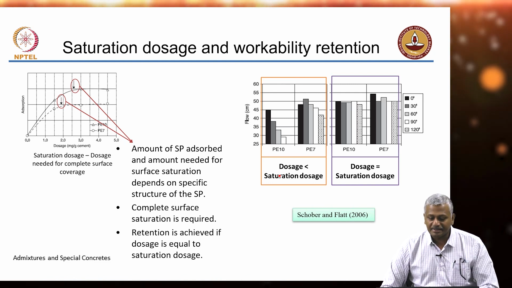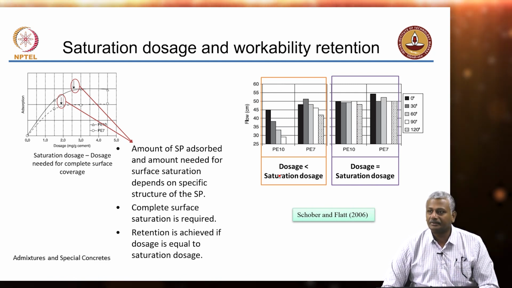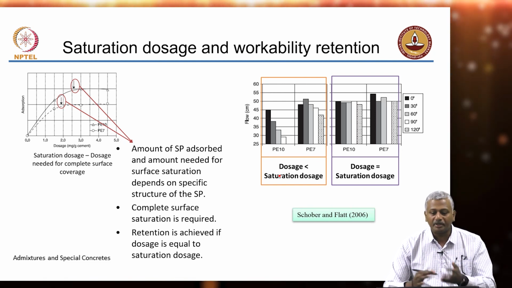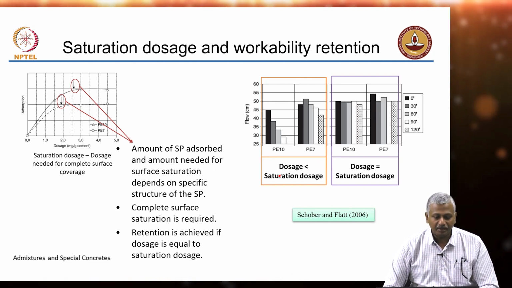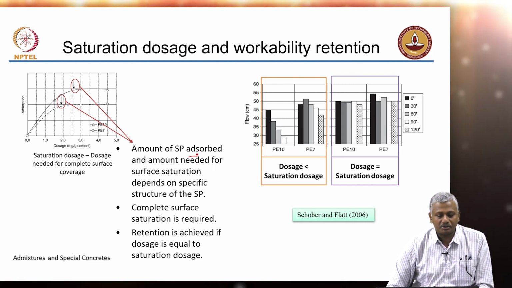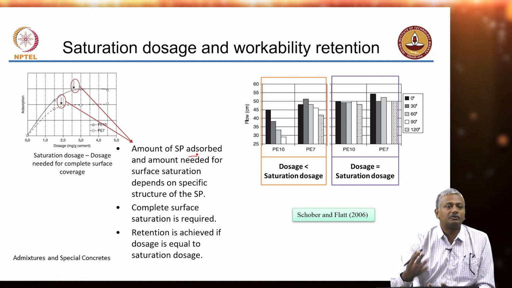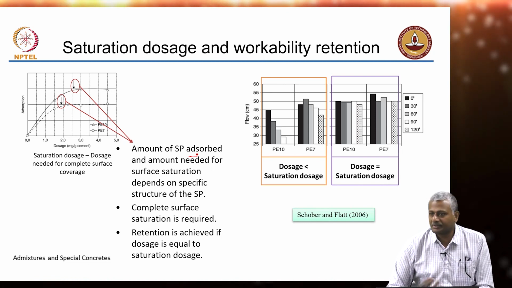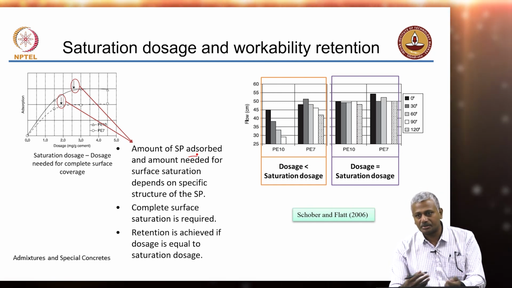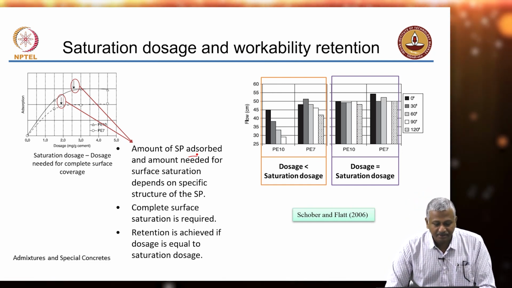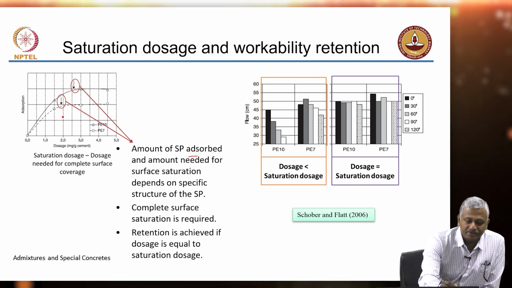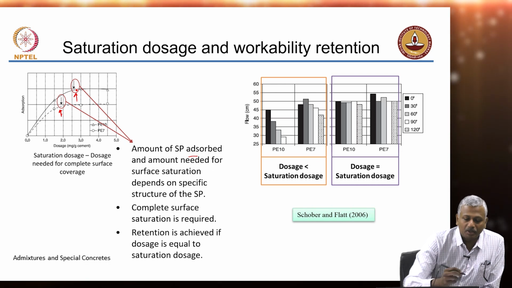So, again, this is just an example of saturation dosage and workability retention. Here there are examples of two polycarboxylic ether admixtures that are formulated in this study. The amount of superplasticizer adsorbed and the amount needed for surface saturation depends on the type of chemical you are using, on the chemical composition. Here the cement is not changing. You need complete surface saturation, and it turns out that it happens at two different levels for these two chemicals.